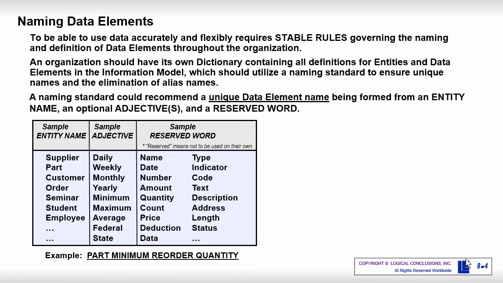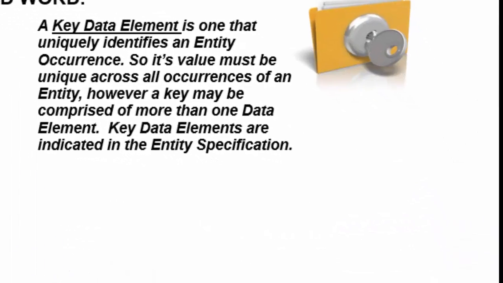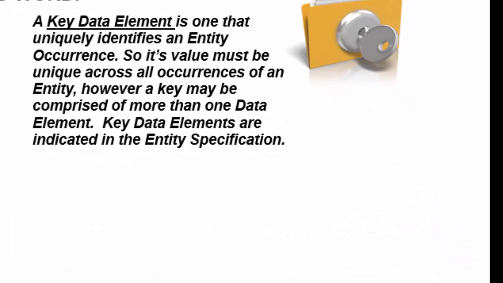On the subject of specific data element naming, some data elements can be used as the access to an entity. This is a key data element. A key data element is one that uniquely identifies an entity occurrence, so its value must be unique across all occurrences of an entity. However, a key may be comprised of more than one data element. For example, I could access a specific occurrence of a seminar using the seminar description and start date, or the seminar location and start date.